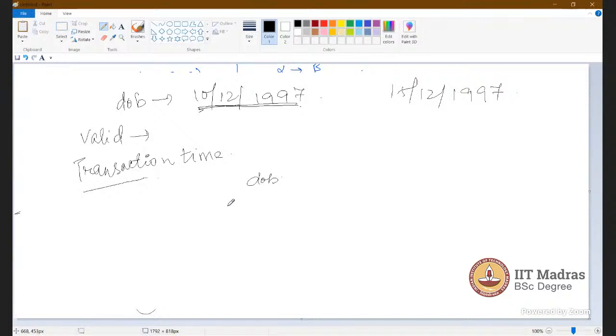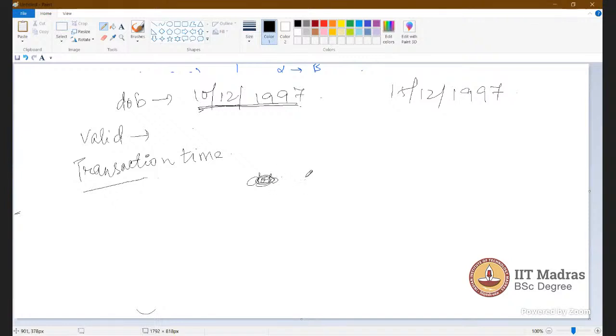Yes, Pradeep, please go ahead. Transaction time means when we enter the information in the database, that will be considered as transaction time, like in this case 15/12/1997. Suppose at the time of transaction it is rolling back when I'm updating the data, the old data is gone.